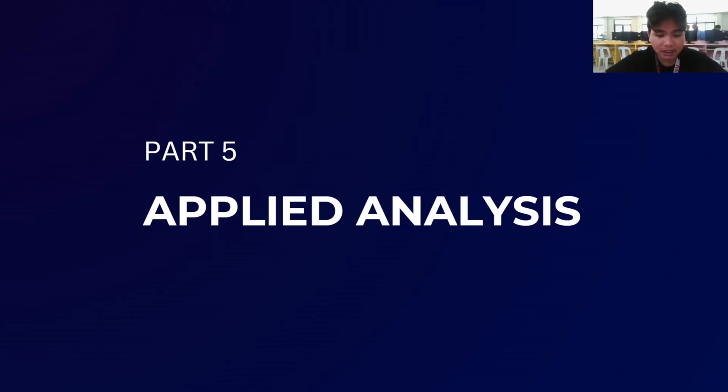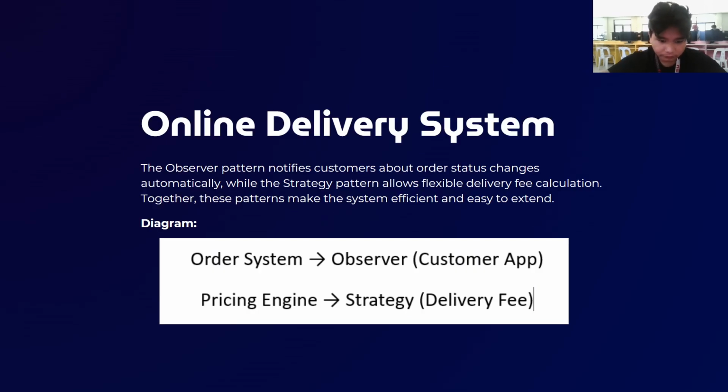So next is the applied analysis. This section demonstrates how multiple design patterns can work together in a real-world system. Combining patterns often leads to more flexible and maintainable software solutions. So, an online delivery system. In an online delivery system, the observer pattern notifies customers whenever their orders change in status, such as processing, shipped, or delivered. At the same time, the strategy pattern allows the system to calculate delivery fees dynamically. Together, these patterns improve scalability, flexibility, and user experience.